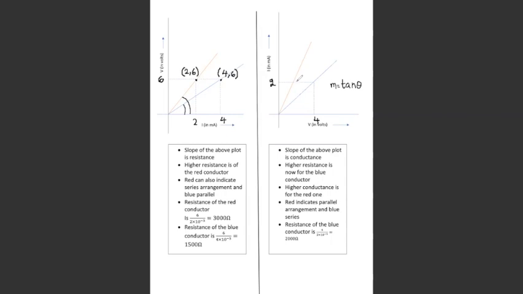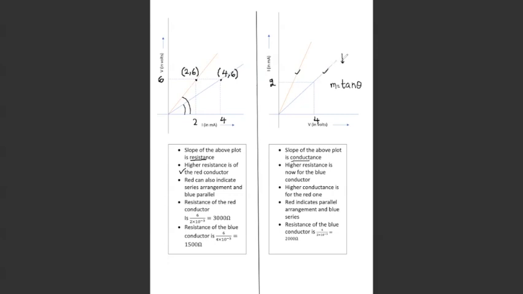And for the same reason, even in the second graph, the conductor shown in red will have a higher slope. But the meaning of slope is different in both situations. In the first case, the slope is resistance. That means the conductor shown in red, which has a higher slope, will have a higher resistance. And in the second case, the slope of the graph is conductance. In this case, the conductor shown in red has higher conductance. That means the conductor shown in blue has lower conductance.